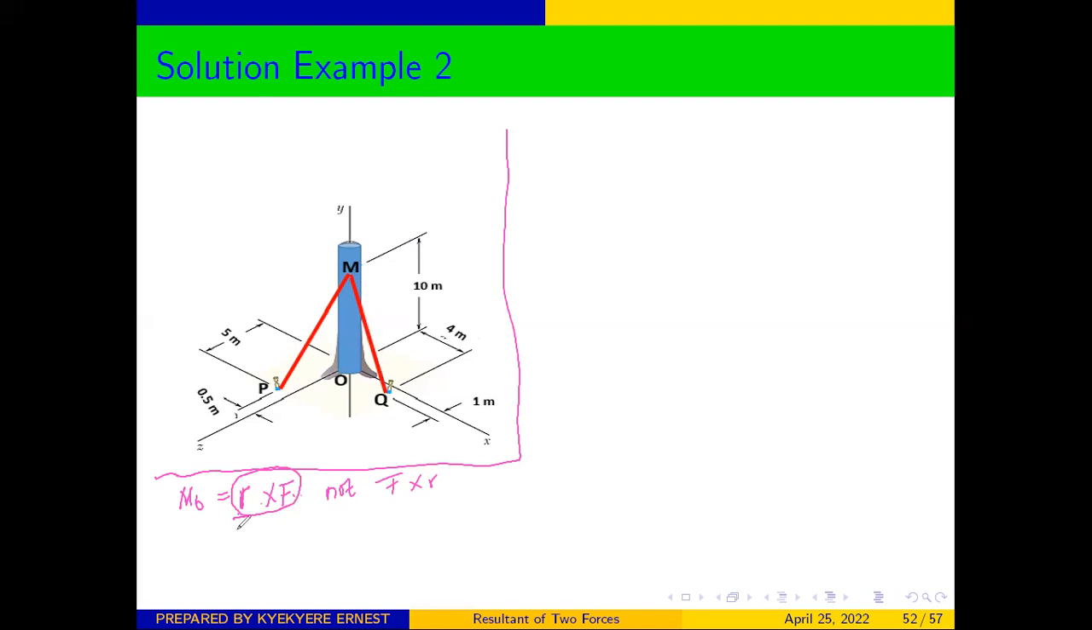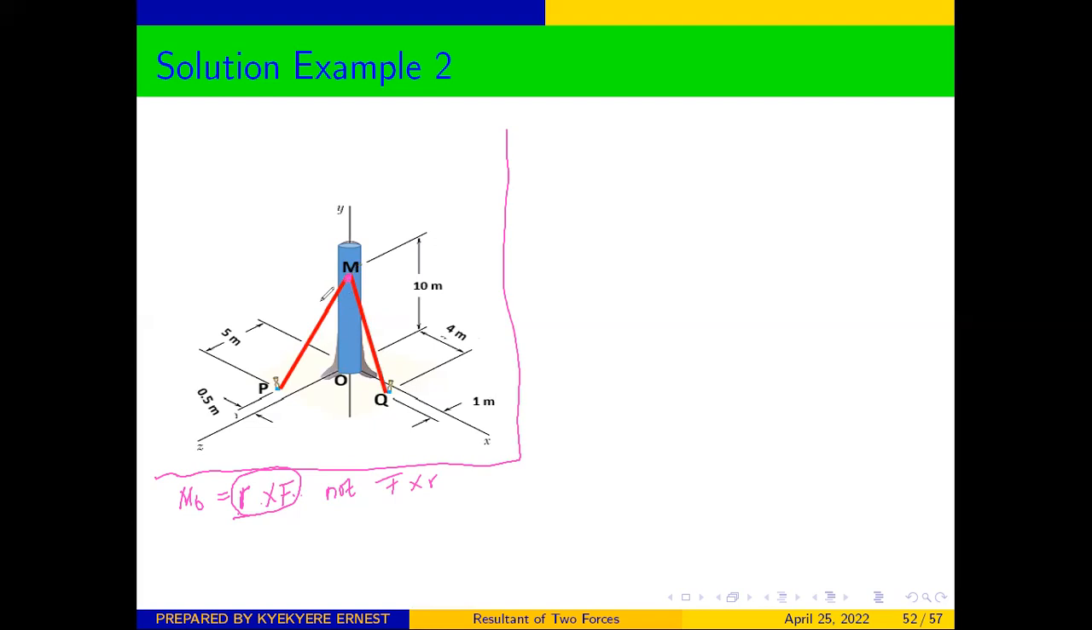Good. So now let's consider the cables one after the other. From here, we can draw our free body diagram. And don't forget that the question says the moment of the resultant force of the cables exerted at M. So in this question, our point of interest is M.